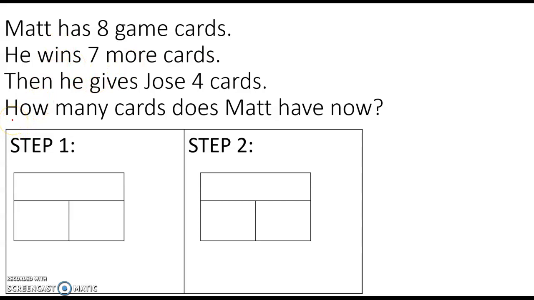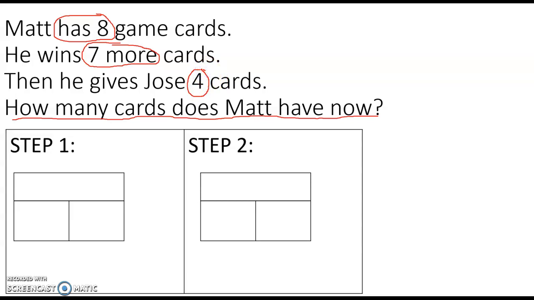All right, this problem is asking us to find how many cards Matt has now. We know how many he started with. We need to figure out how many he ends with. What information is going to help us solve this? You probably said that he has 8. He wins 7 more. Then he gives Jose 4.